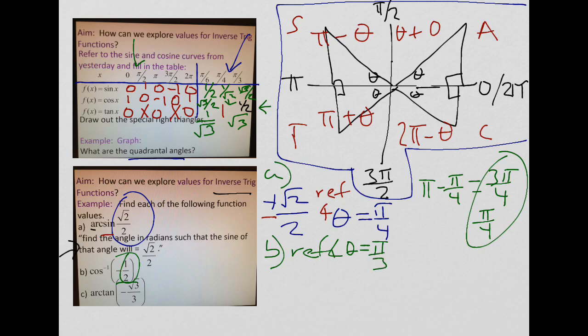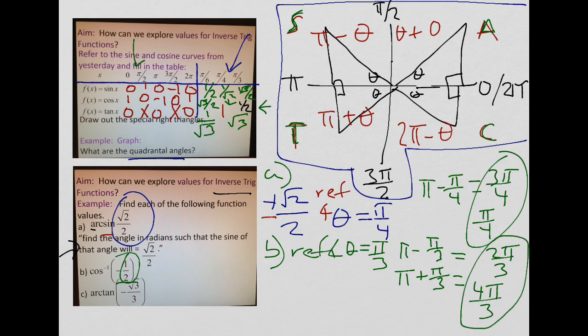Okay, where is cosine negative? Cosine is negative in the second and third quadrants; it's positive in the first and fourth. So in the second and third quadrants, we subtract pi over 3 from pi and add pi over 3 to pi. That's going to give us our angles: 2 pi over 3 and 4 pi over 3. So the cosine of 2 pi over 3 and 4 pi over 3 give us an answer of negative 1/2. So both of these are our answer.